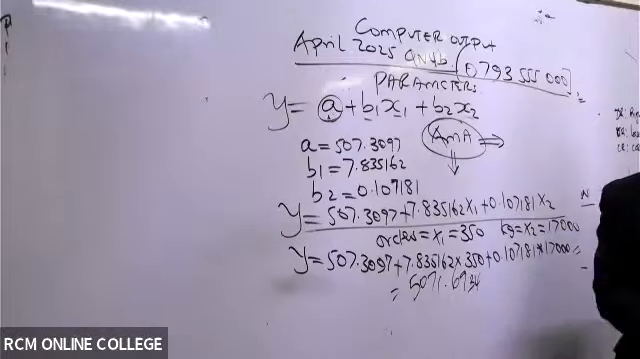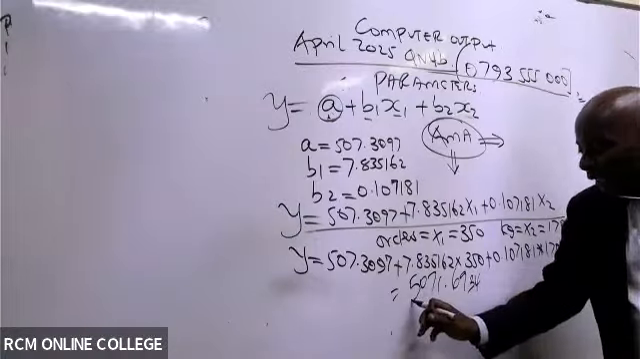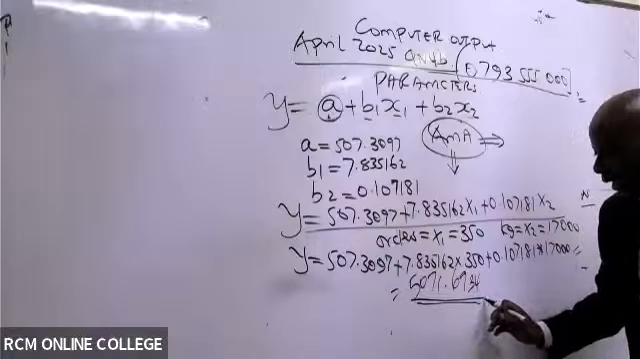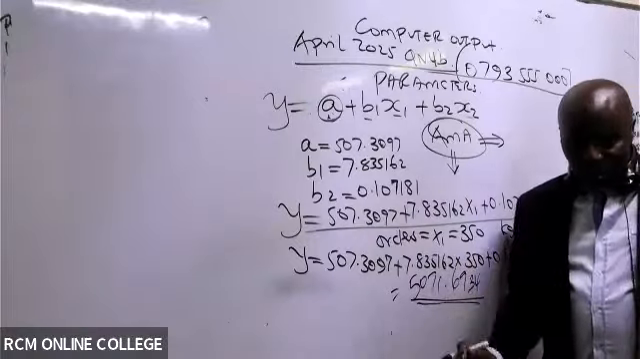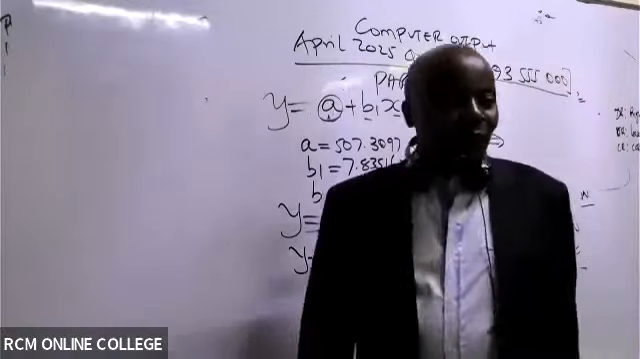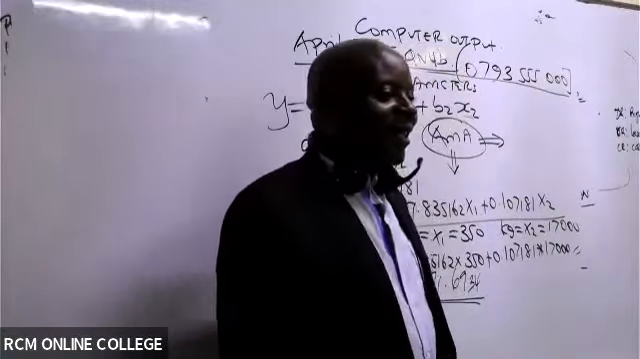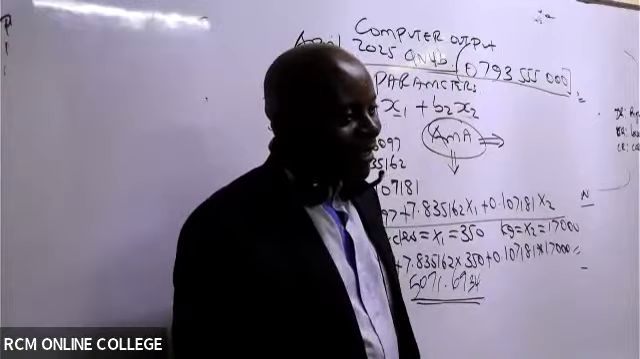The final answer is 5071.6934. I haven't seen you double underline. The final answer shall always be double underlined for you to draw the attention of the examiner to your final answers. Was that a difficult question, really? And why do students fear this subject?